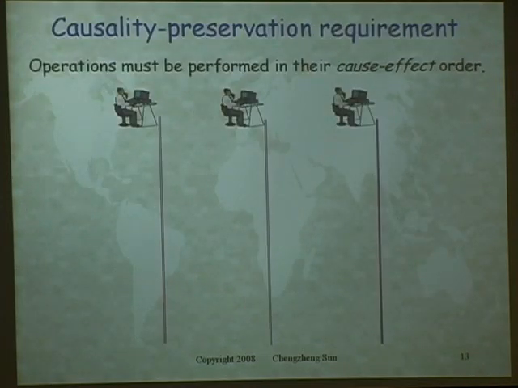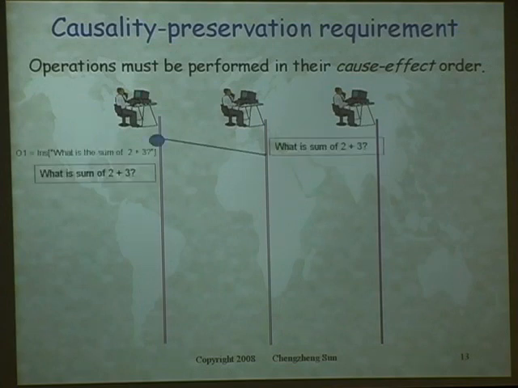The third criterion is about causality preservation. Operations must be performed in their natural causal effect order. This time we need to take 3 sites as the example. Still text editing, suppose one user just types a question, an artificial question, very simple: "What is the sum of 2 plus 3?" And propagates this operation to the other remote sites.